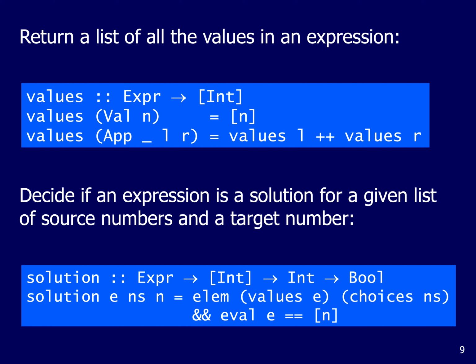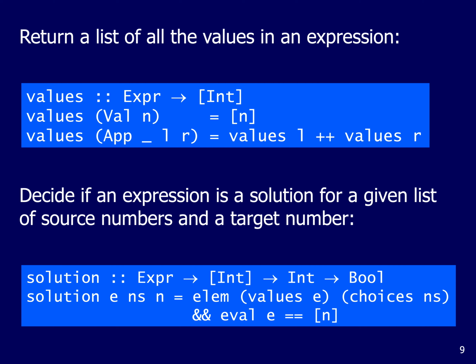So using all of these helper functions that we've now defined, we can actually define what it means to solve the countdown problem for a particular instance. So what we're doing now is deciding if an expression is a solution to the problem for a given list of source numbers and a given target number. So let's understand the components of the solution function at the bottom of the slide. So let's look at its type first of all. So solution is a curried function. It takes an expression as the first parameter, and that's going to be called e.